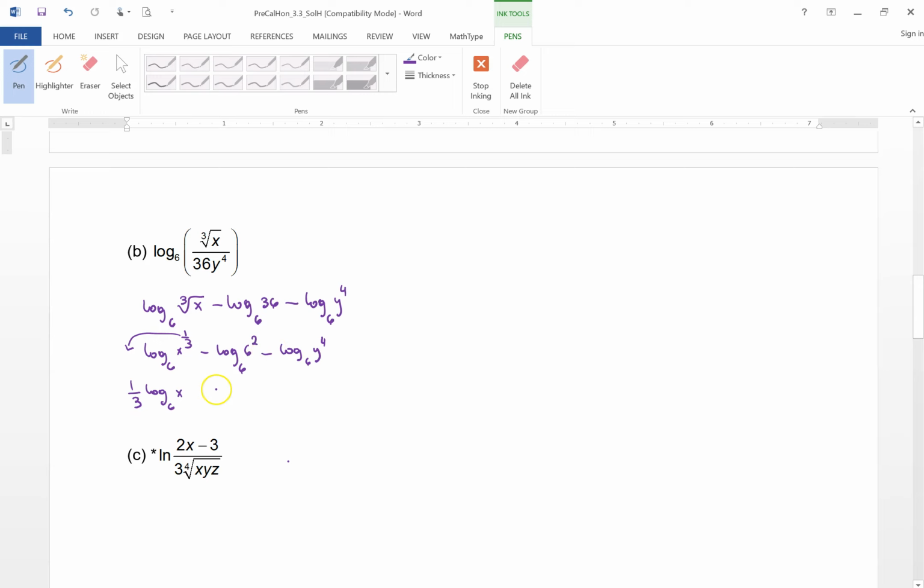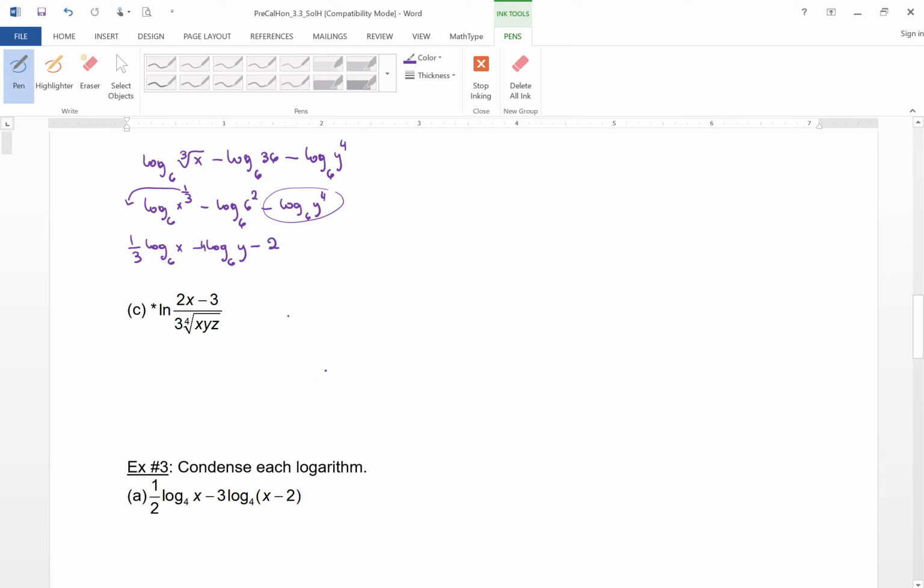2. And I write my constants at the very end. So I'm going to write this term first. Negative 4 log base 6 of y minus 2. Okay? Yes. The 4 is the power.